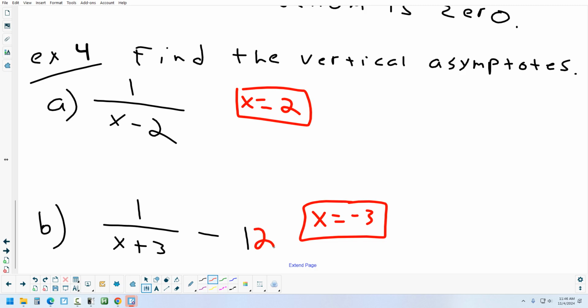Minus 12. What would make the denominator 0 now? Still -3. Just moving up and down. Yeah, this just moves it up and down. When you have something that's a vertical line, moving it up and down doesn't change it. This number affects the vertical asymptote. This number affects the horizontal. They're totally separate. Any question on that one?